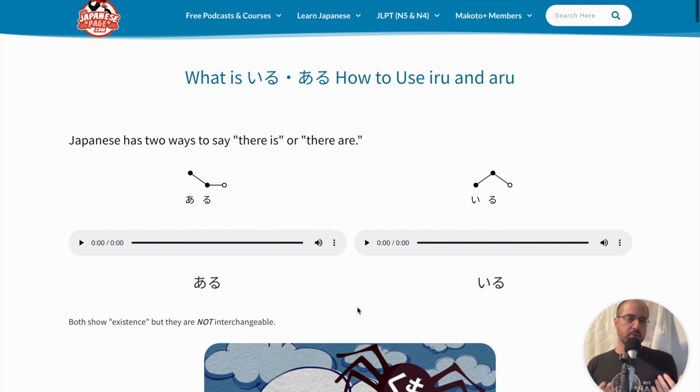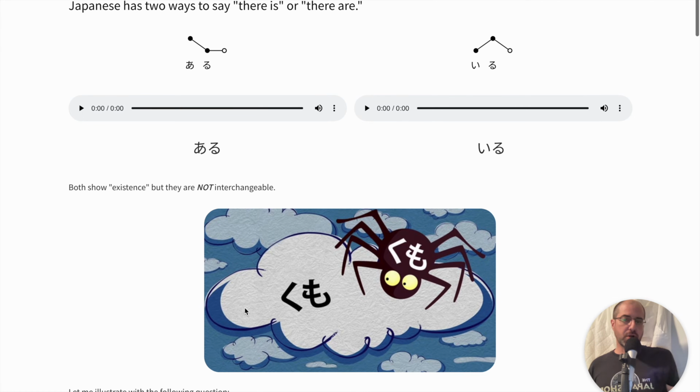So keep that in mind. Pitch accents are not incredibly important, but they do help make your language more consistent and beautiful, I suppose, is a way to say it. And they both show existence, but as I mentioned just before, I already let the cat out of the bag, they are not interchangeable.